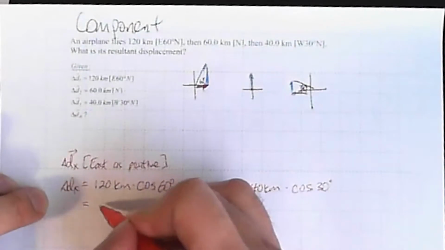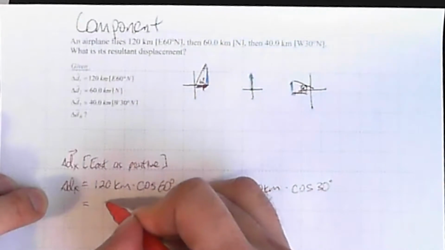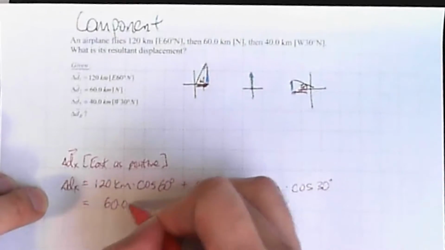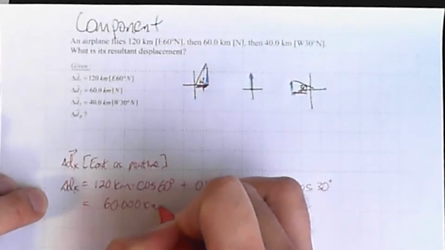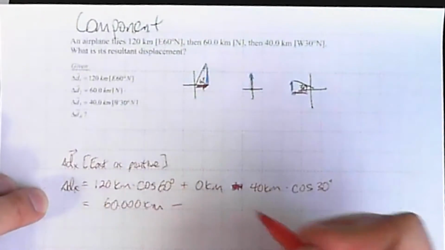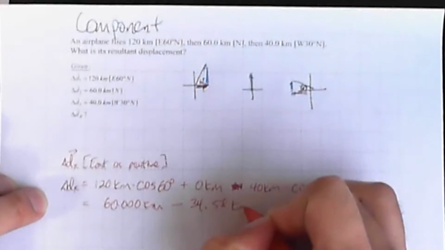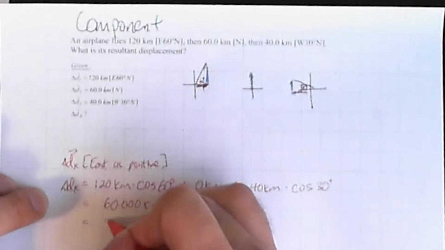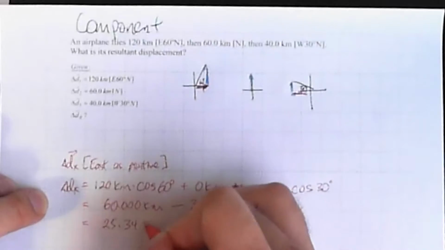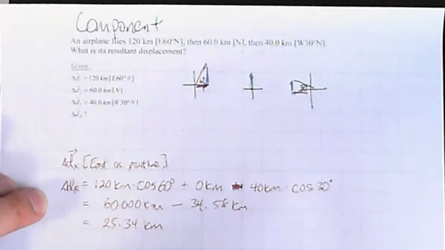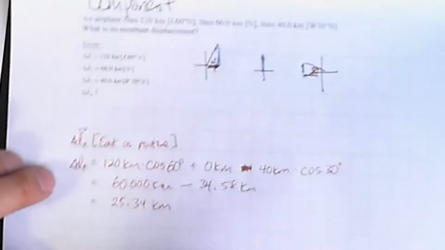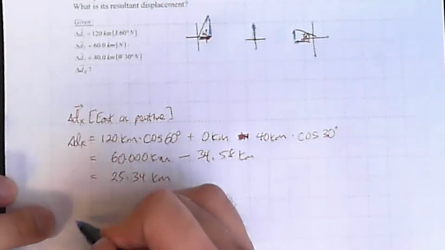Pull out our trusty calculator. This term over here simplifies down to 60.000 kilometers. Subtract, and the next term is 34.58 kilometers. The difference of these two works out to 25.34 kilometers, and we're done with the horizontal component for now. We then advance on to the vertical dimension.